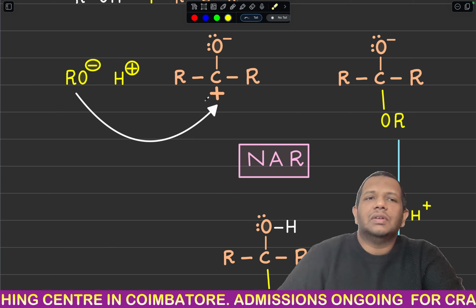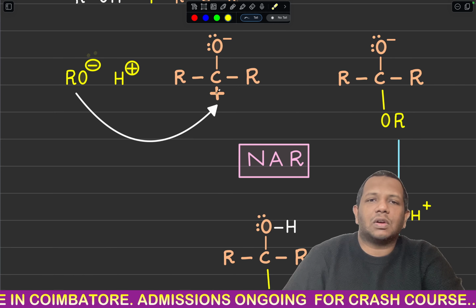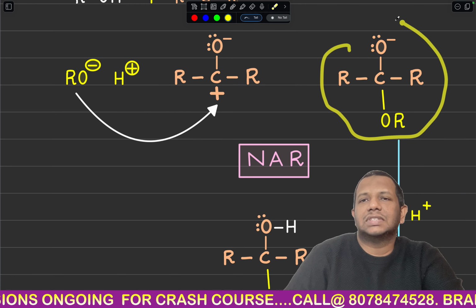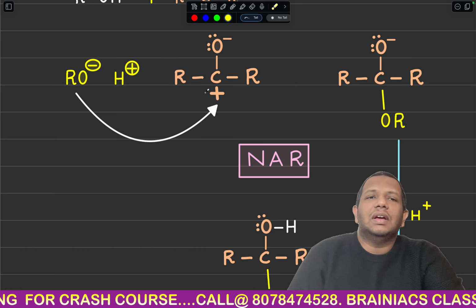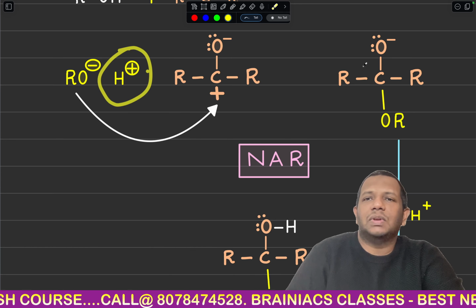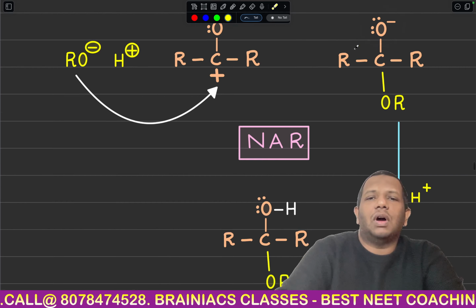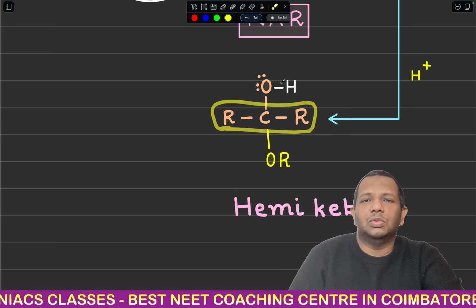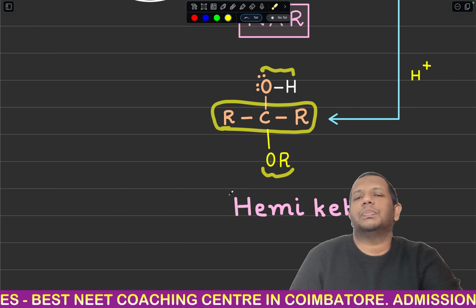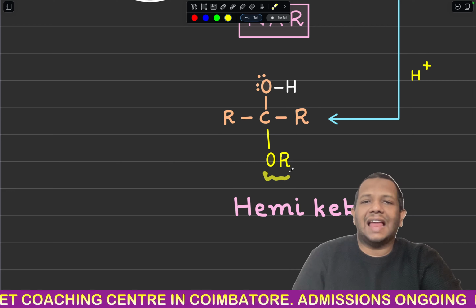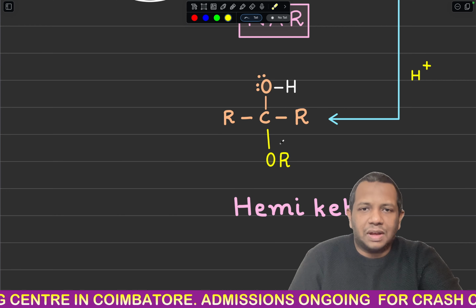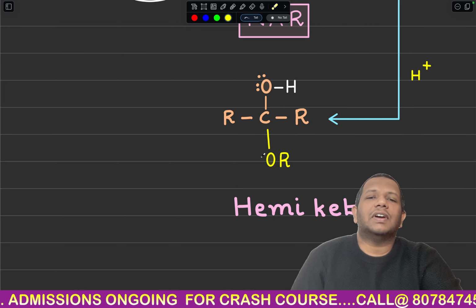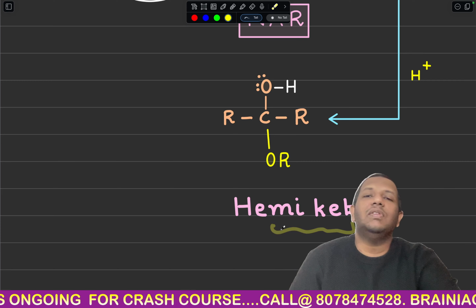Now what will happen? When attacking, it will donate its pair of electrons to the vacant orbital of the carbon and you will get a compound like this. Clear? Now H plus is also there. So the H plus will attack whom? O minus. So what will you get fundamentally? You have a compound where the carbon atom is connected to an OH group and an alkoxy group. Whenever the carbon atom has one alkoxy group and also the OH group on the same carbon, we fundamentally call that a hemiketal.